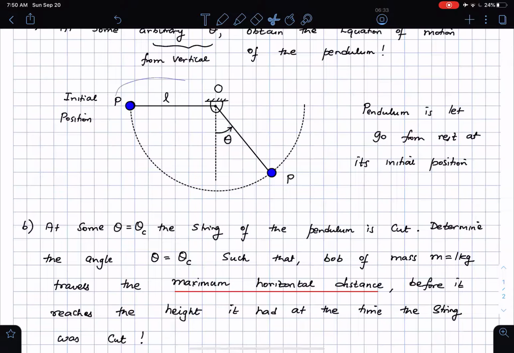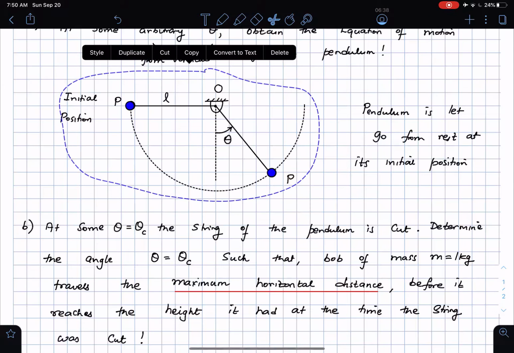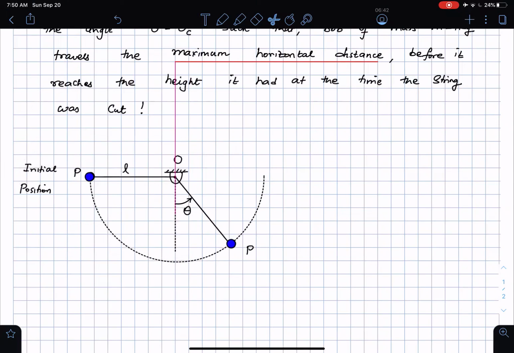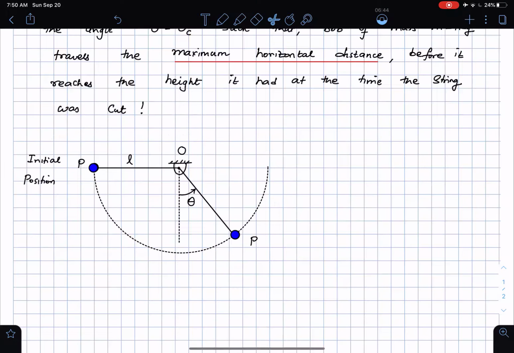So let's say this is the initial position, so I'll need everything from this figure, so I'll copy that and then I'll come back here and paste this here. Okay, so this is the angle theta at which the string is cut, so let me call this theta c. Going back here, so let's say this is theta at theta c.